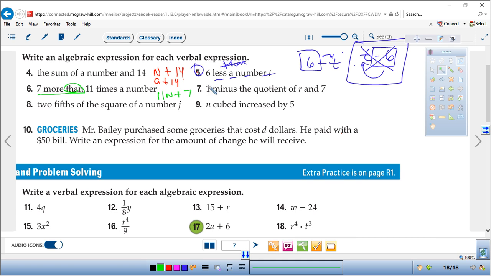Okay, excellent. Next one, number 7. Let's do number 7 now. Okay, put it in there, guys. Let's do number 7.